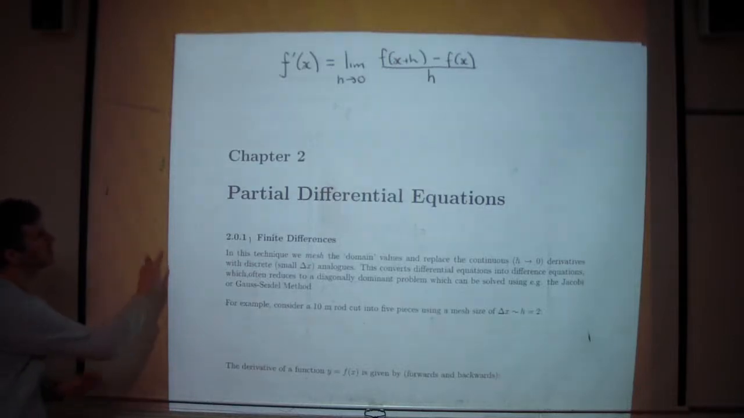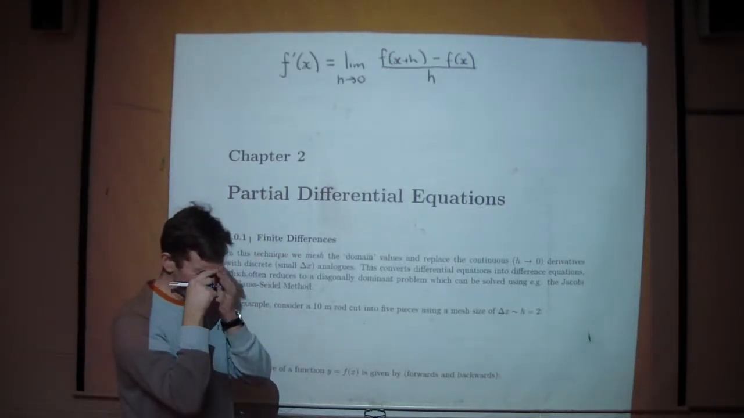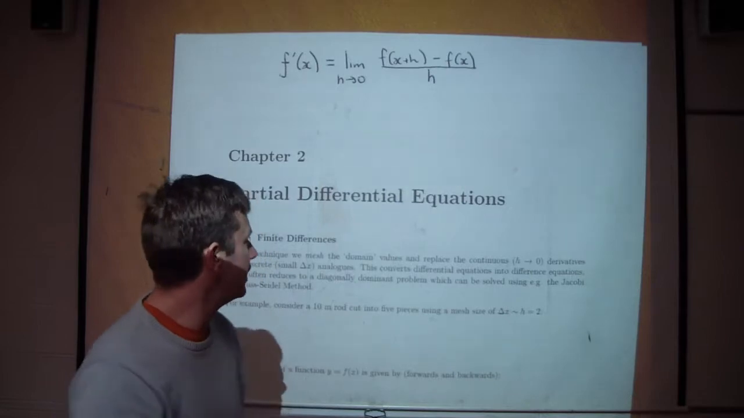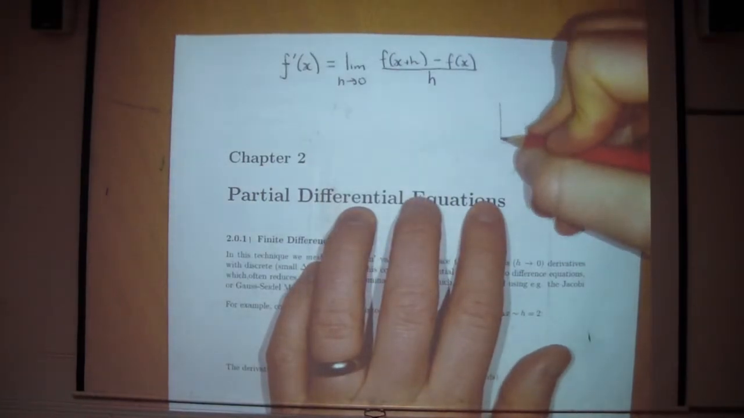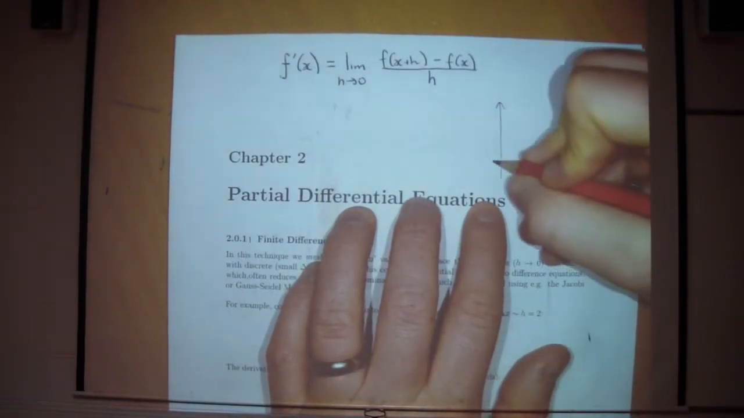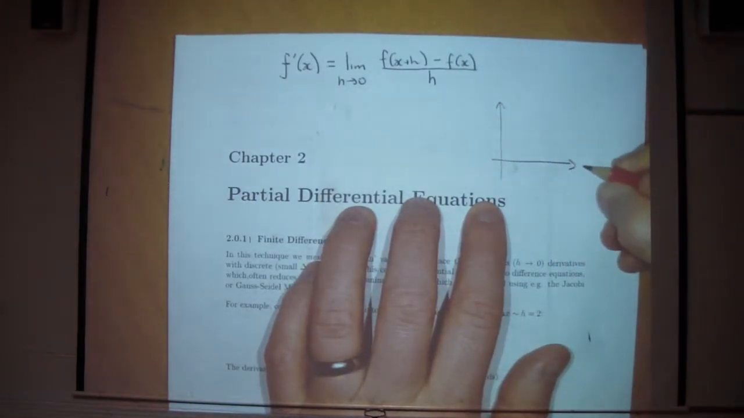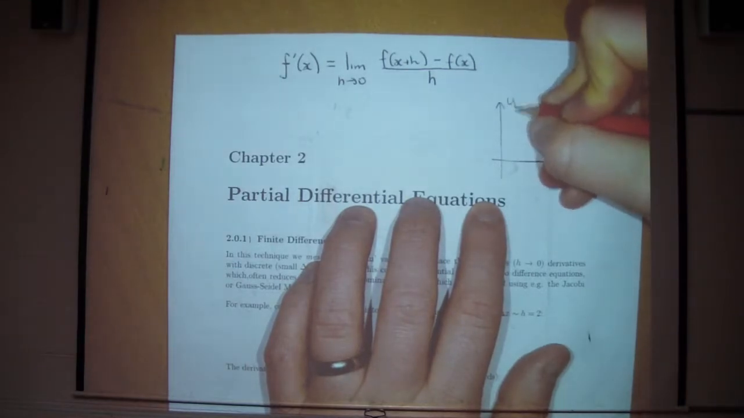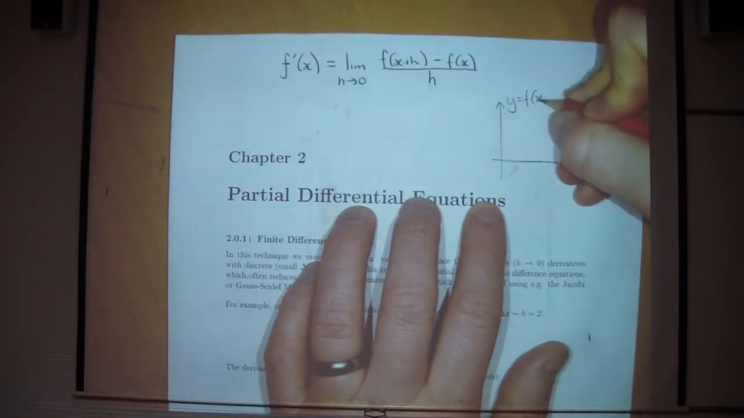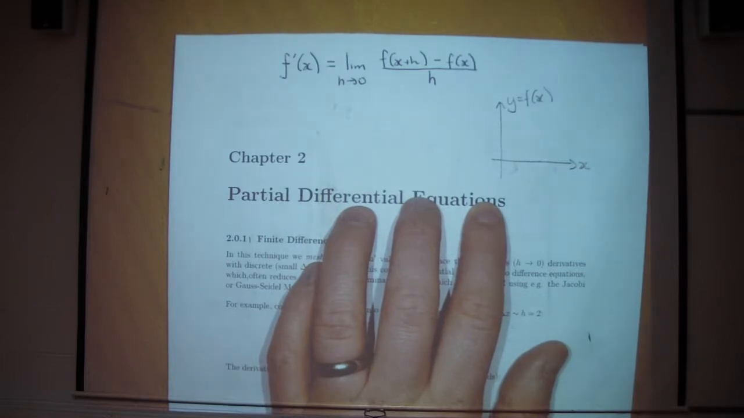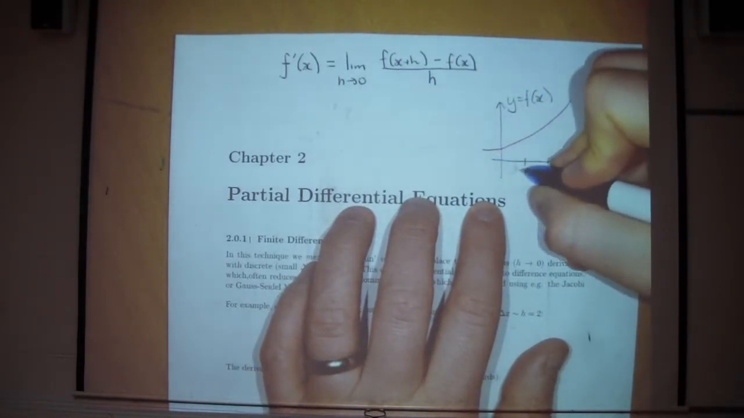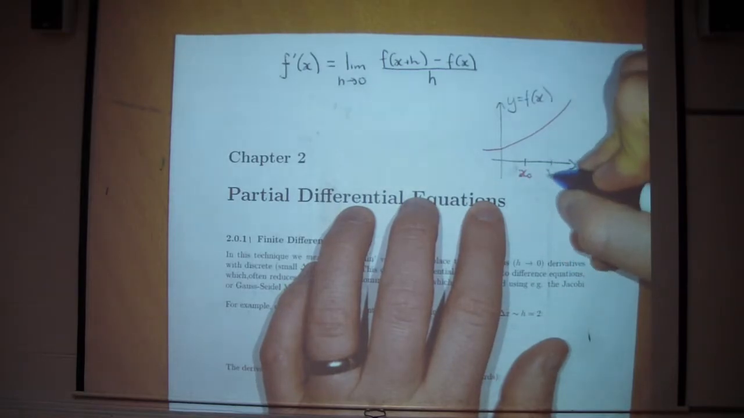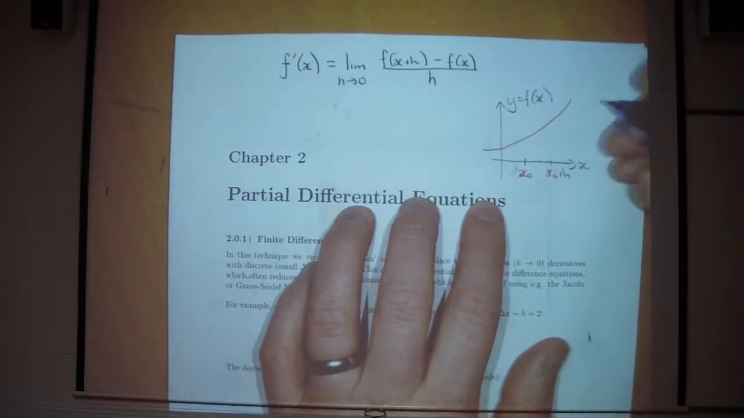Understand where this formula comes from. But ultimately, okay, maybe I will draw a picture. X, y equal to f of x. f of x is some kind of a curve. You've got a point, say, x0, and then a point x0 plus h.